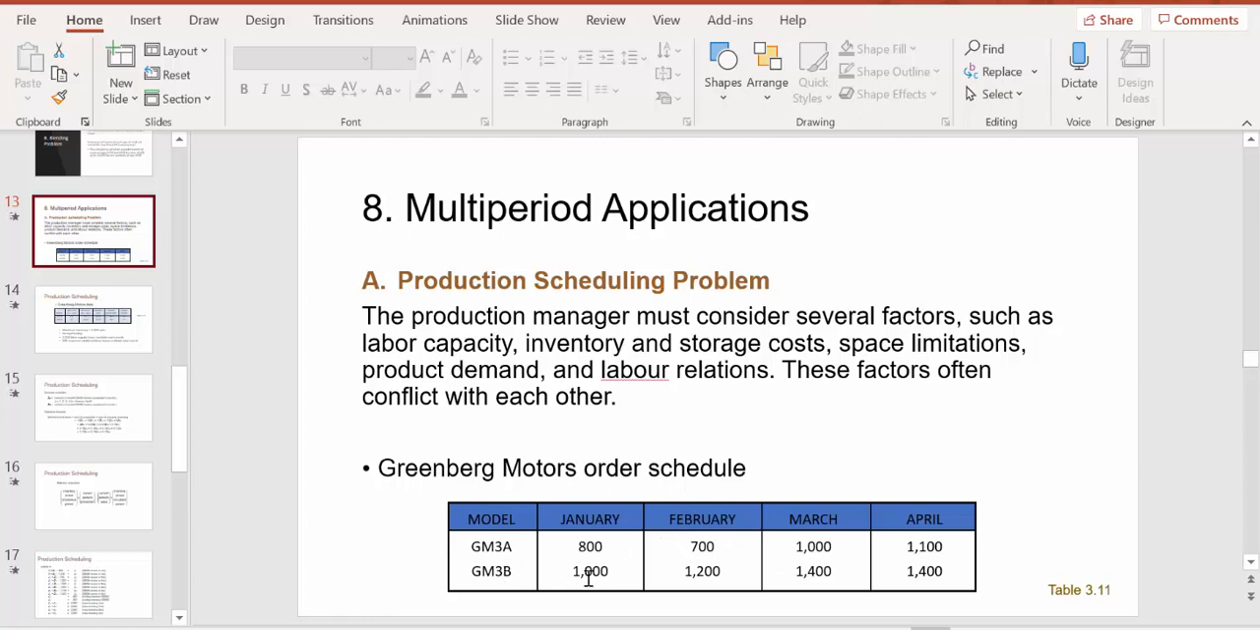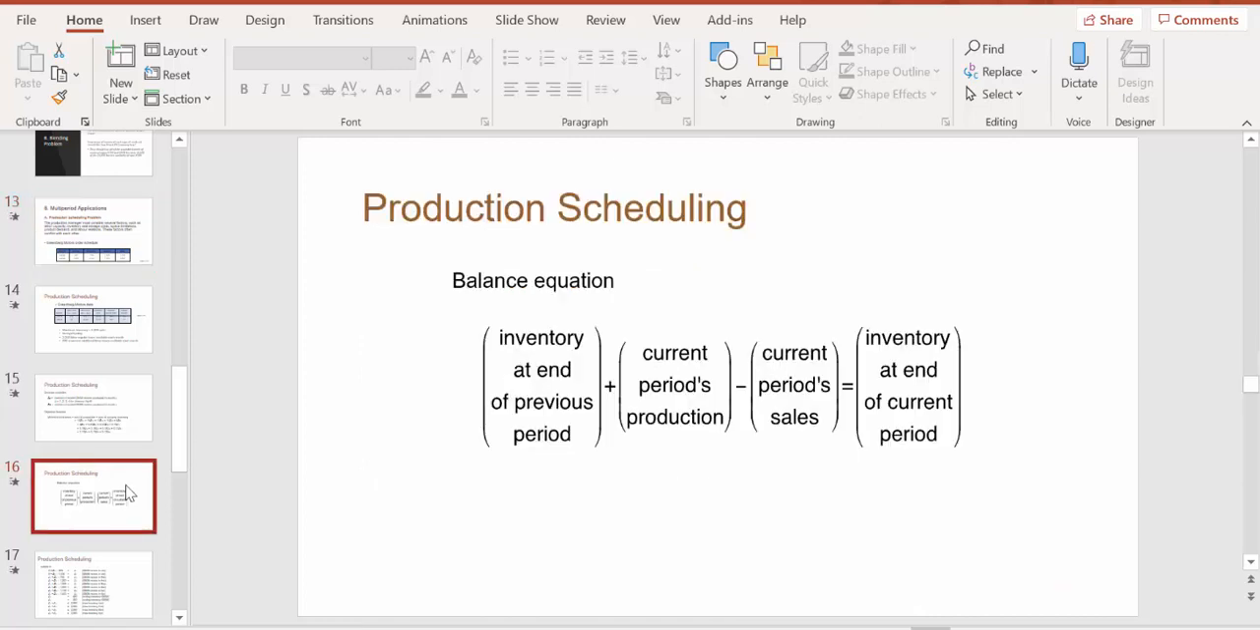And for the B motor, it's going to be 1,000 for January, February 1,200, and then for March and April, 1,400 each. All right, so that's already the customer saying we need these to be shipped to us at that time. So that can be our current period sales, those numbers that were given here.